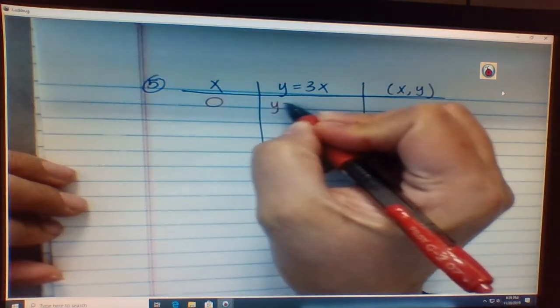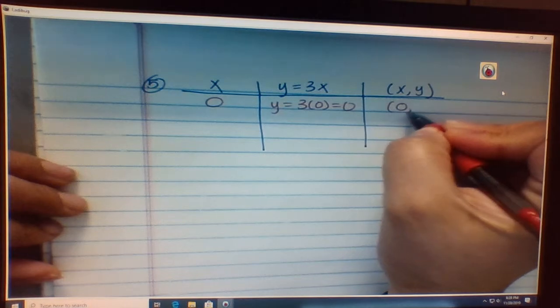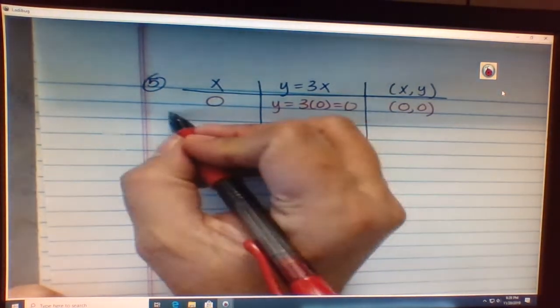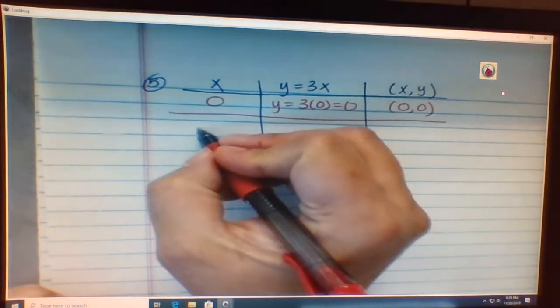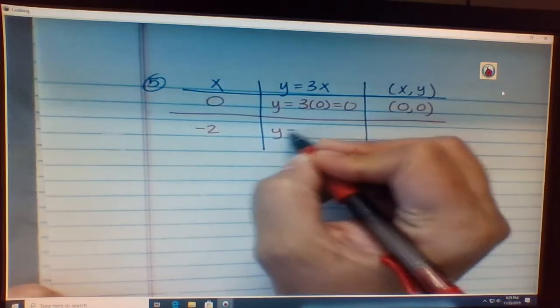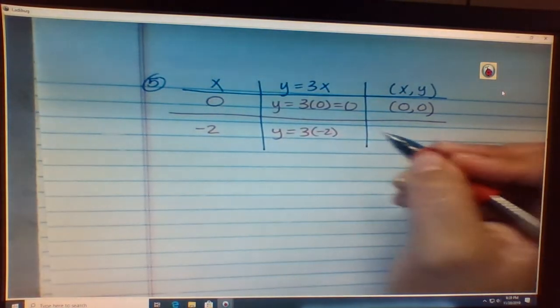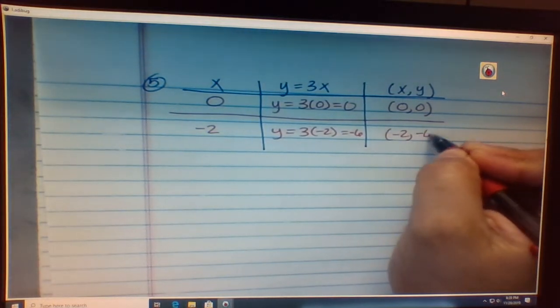0. Y equals 3 times 0, which is 0. 0, 0. Beautiful. Thought so. Next. Let's go with 1. I'm going to try a -2 because nobody loves my negative numbers. I hate them. Look at you.